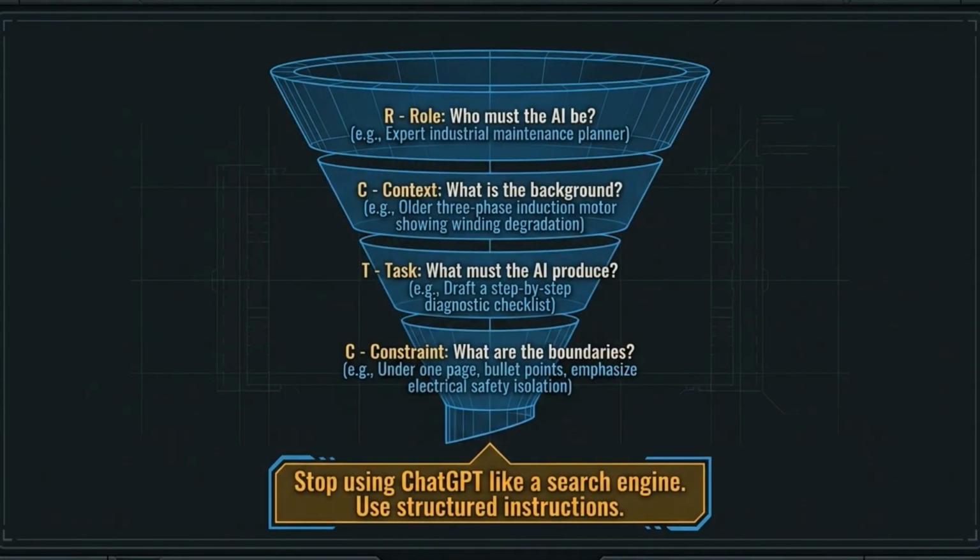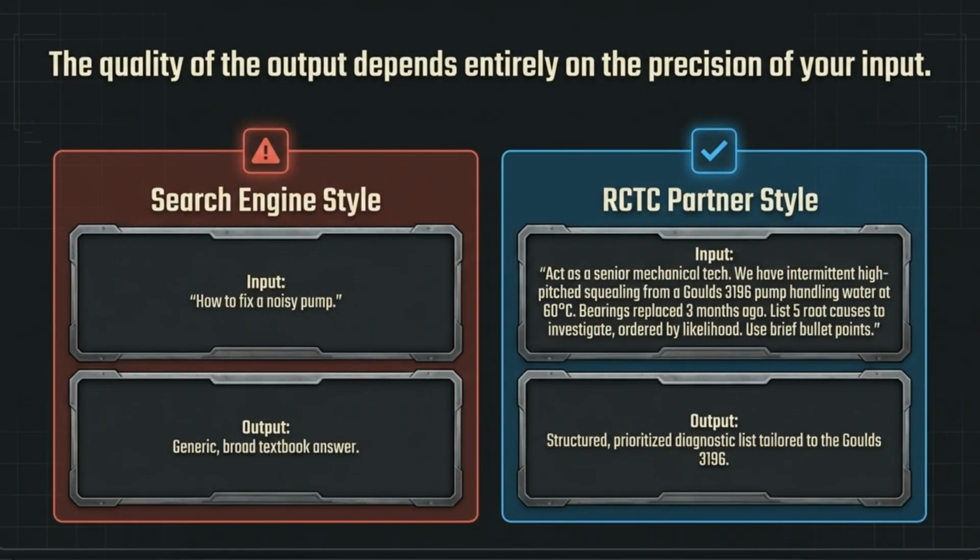Stop using ChatGPT like a search engine. Instead, use structured instructions. Apply the RCTC model. Define the role, the context, the specific task, and the constraints to guide the AI effectively. The quality of the output depends entirely on the precision of your input.